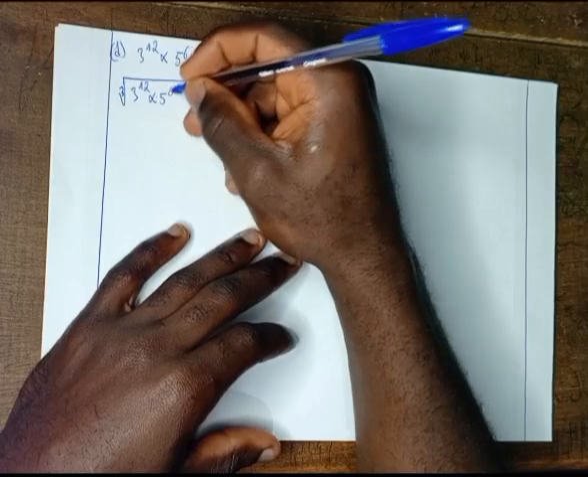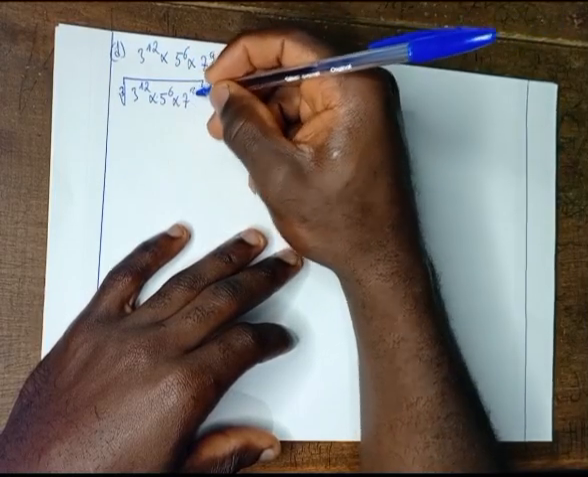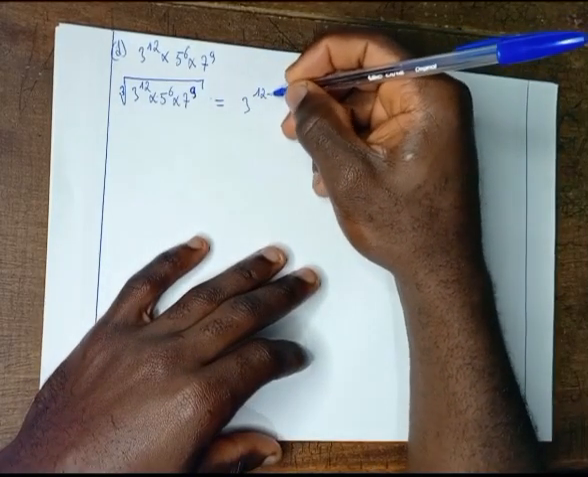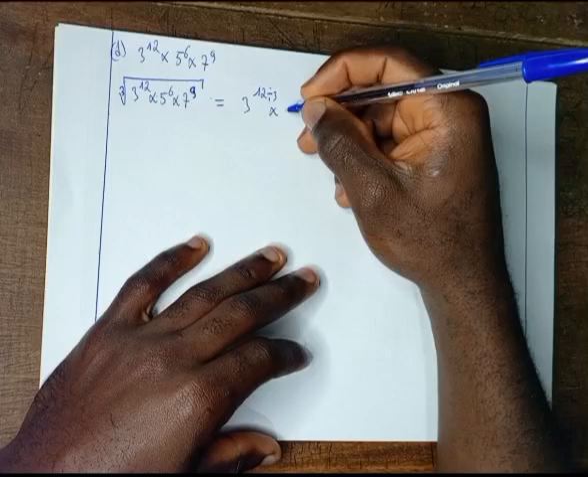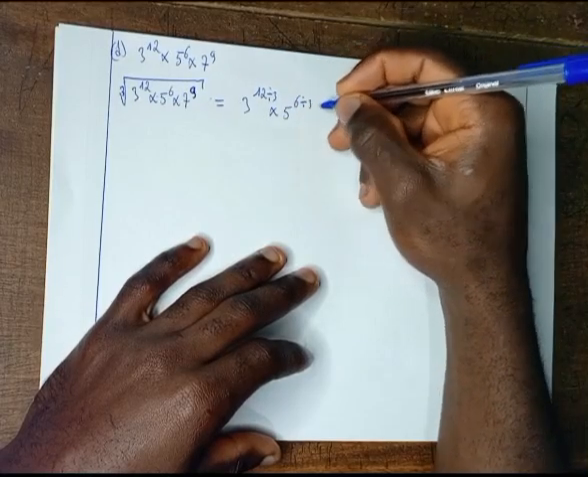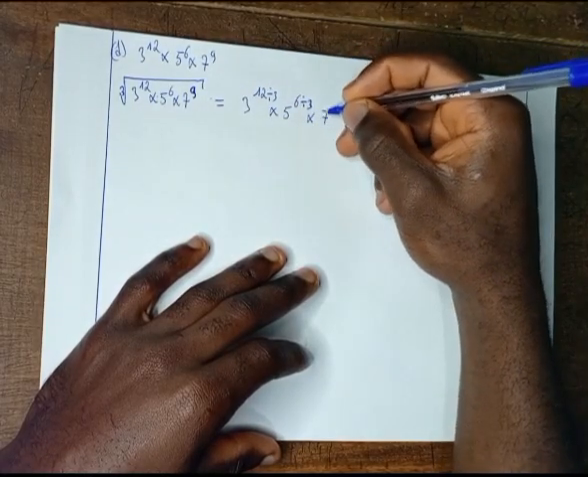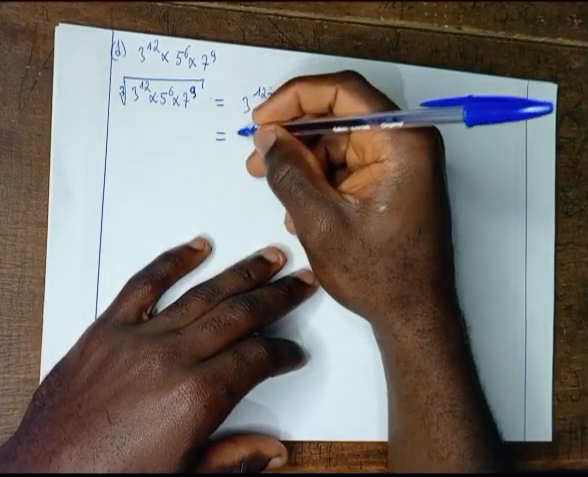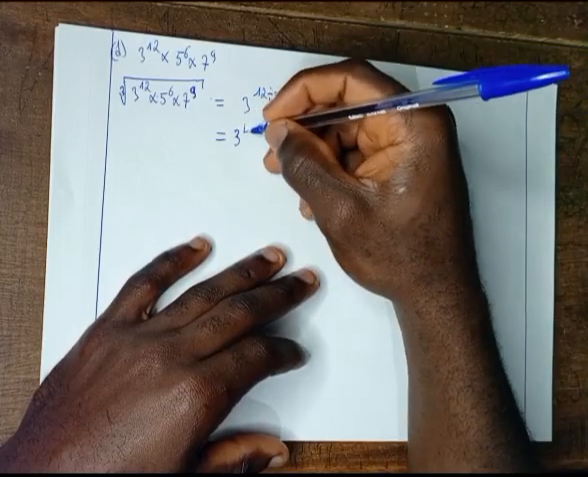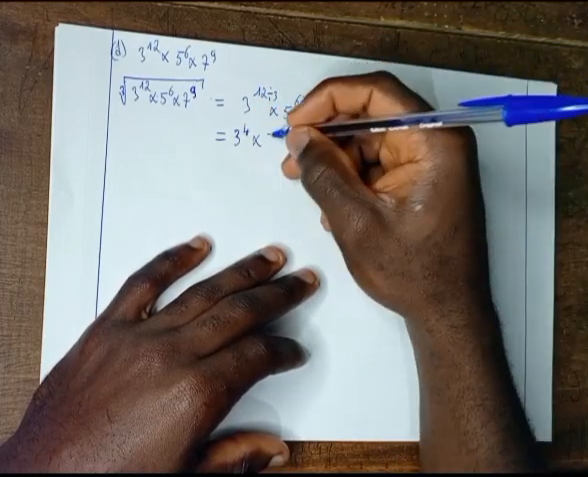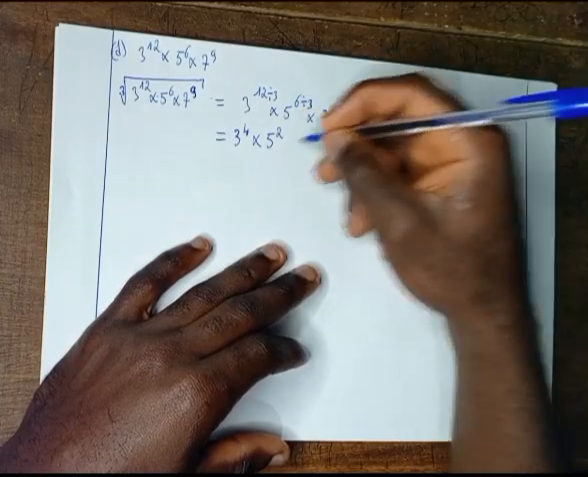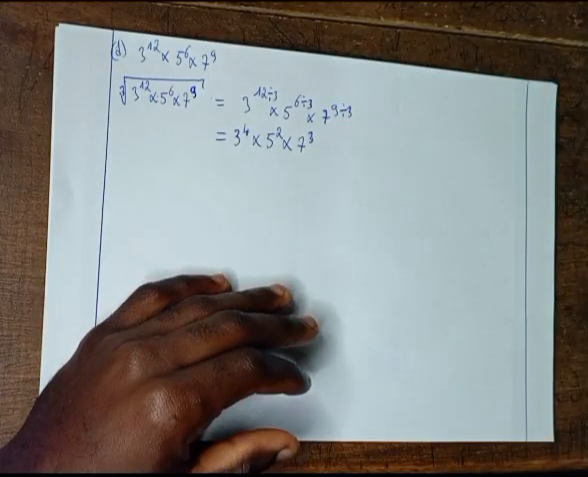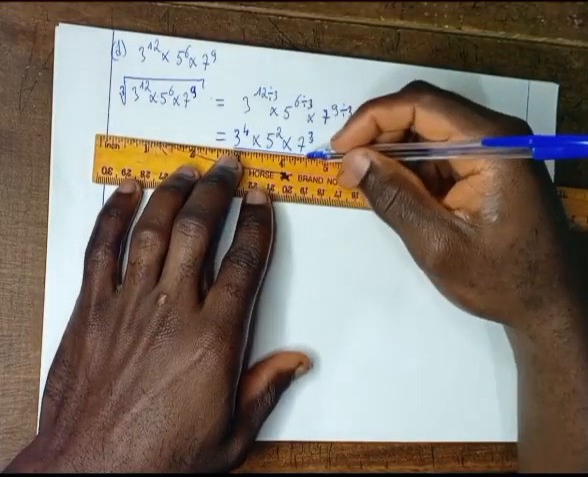In this case, we are simply going to divide the powers by 3. So this will simply be equal to 3 raised to the power 12 divided by 3 times 5 raised to the power 6 divided by 3 times 7 raised to the power 9 divided by 3. This will simply be equal to 3 raised to the power 12 divided by 3 gives us 4 times 5 raised to the power 6 divided by 3 gives us 2 times 7 raised to the power 9 divided by 3 gives us 3. This will simply be the answer.